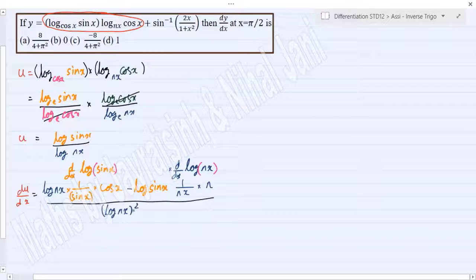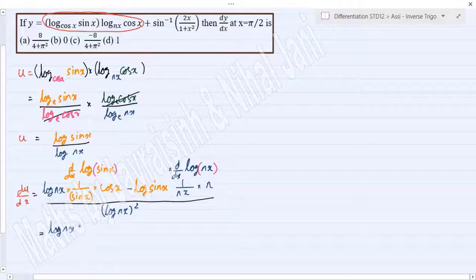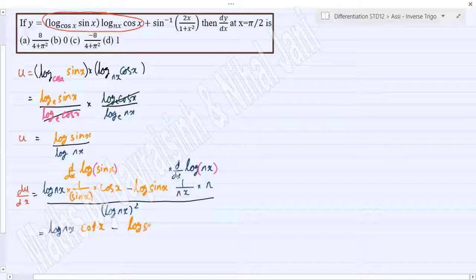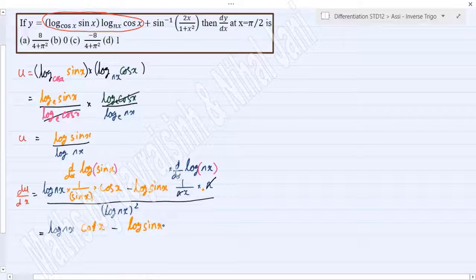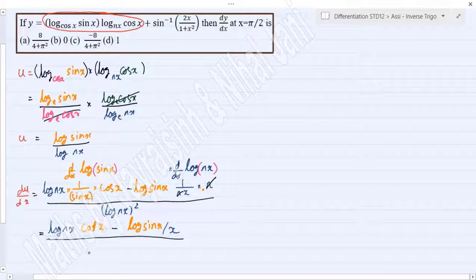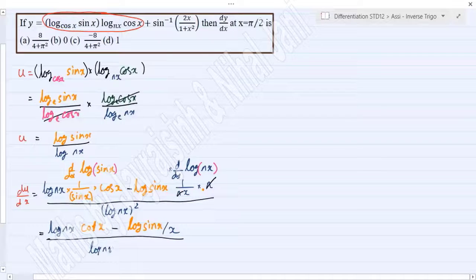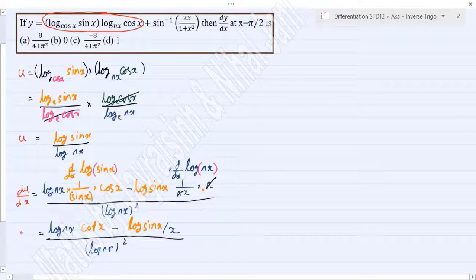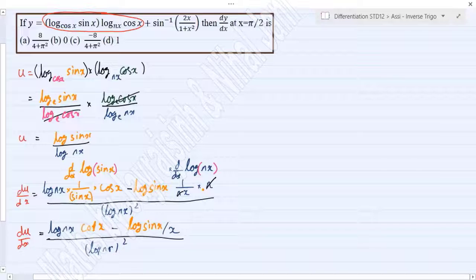the whole square. Now, in further simplification, you can say your log nx is as it is. Cos x upon sin x is simply your cot x minus this log sin x will be as it is, and then we'll cancel out and we will get divided by x upon log nx the whole square. So finally we get our du by dx.